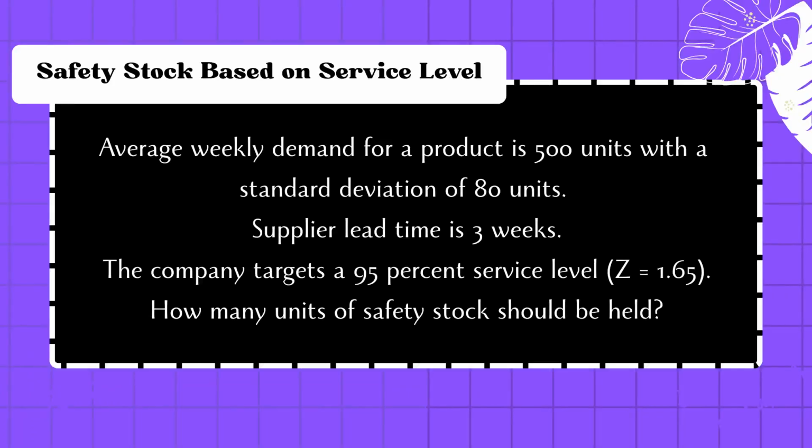Problem 9. Safety stock for service level. A company sells a product with an average weekly demand of 500 units. Weekly demand fluctuates by about 80 units up or down. The supplier takes 3 weeks to deliver an order, and the company wants to maintain a 95% service level to avoid stockouts. How much safety stock should be kept on hand to meet that goal?